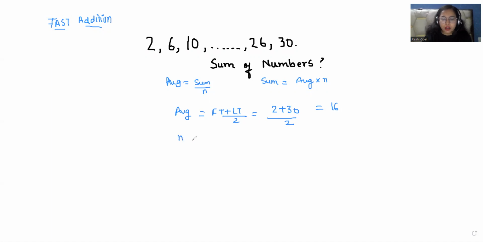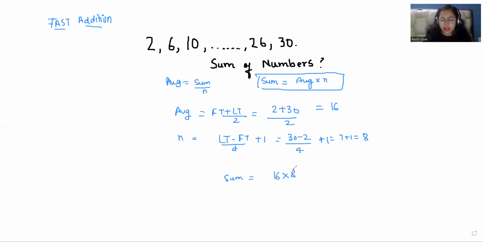Similarly, the formula for number of terms is last term minus first term divided by the difference, plus 1. Last term is 30, 30 minus 2 is 28, over 4 plus 1, that is 7 plus 1, that is 8. So we put the value in this: sum is equal to average, 16, times 8, that is 128. That's how you can find the addition sum so quickly.